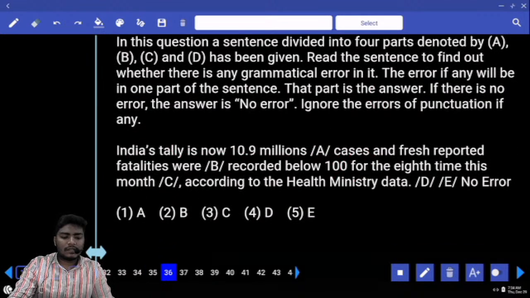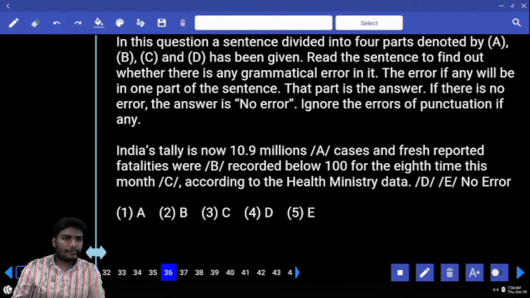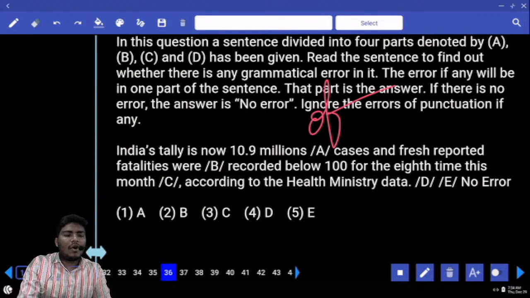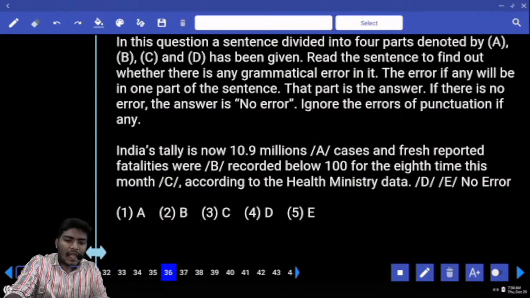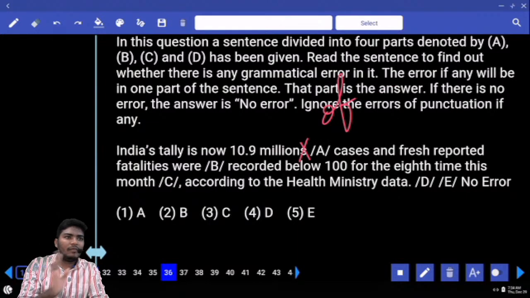Move to 36. India's tally is now 10.9 million cases. If at all of is given in between, millions of people, millions of cases, that is fine. You can add of or you remove s. Do either of the things. Both of them are meaningful.